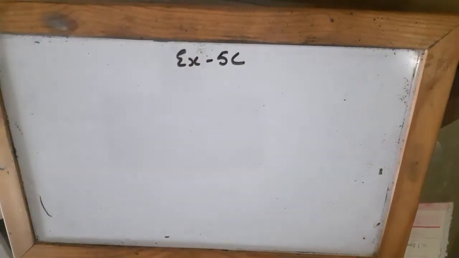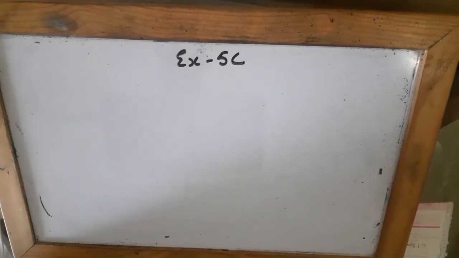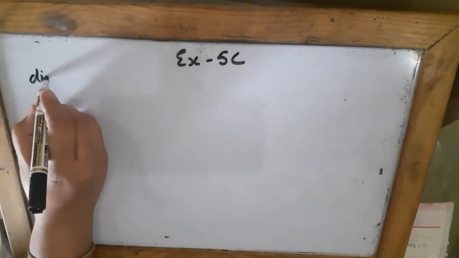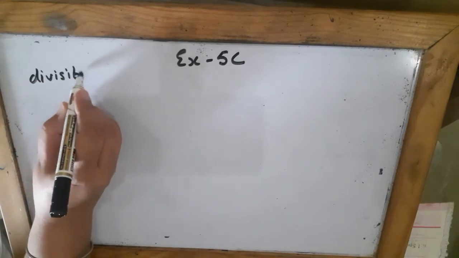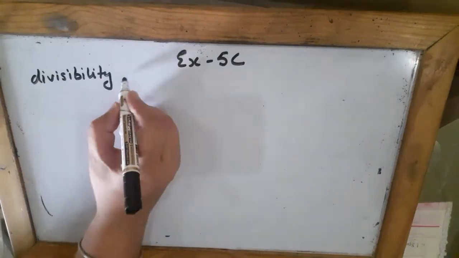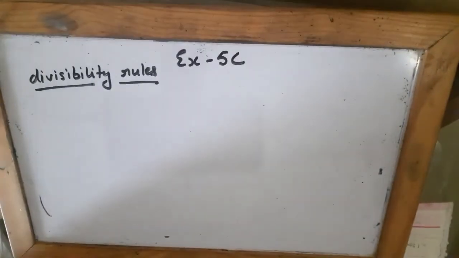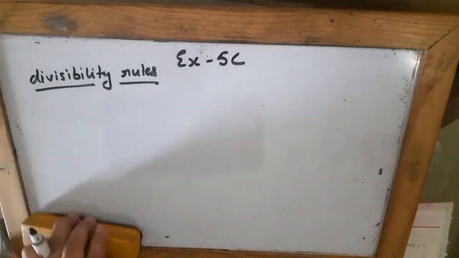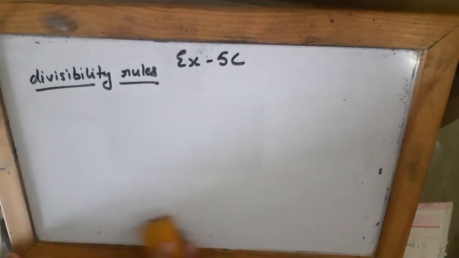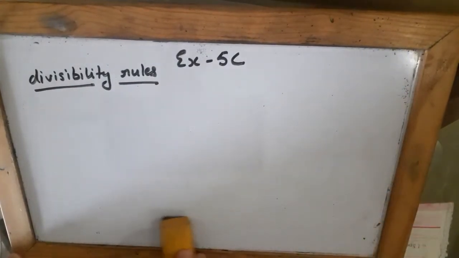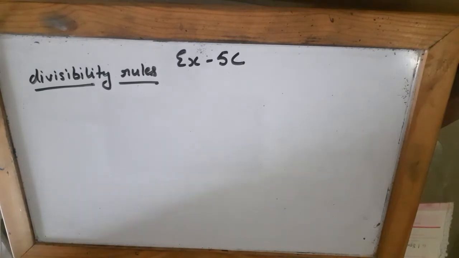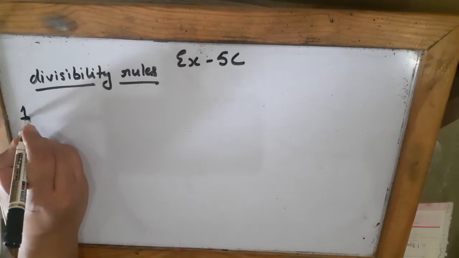Students, now we will start with your exercise 5C. This is based on the divisibility rules. Already, some of the rules you have learned in your previous class. Some old rules which you have already learned, we will also revise, and we will do some new rules also. Okay, so let's find the divisibility rules. I'll start with the question first.